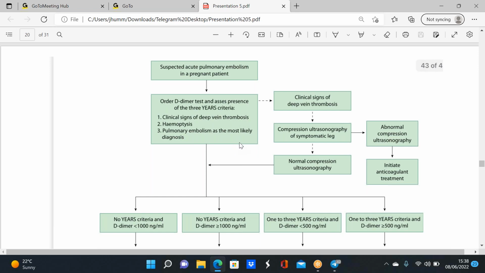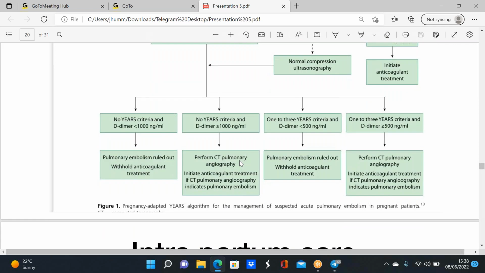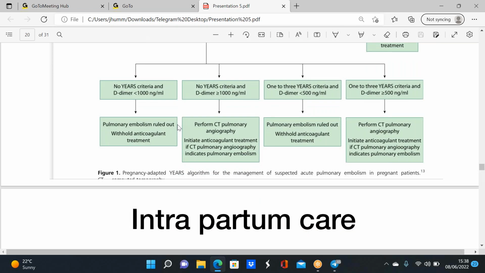In that case, you have to see whether there are no YEARS criteria and the D-dimer is less than 1000. If there are no YEARS criteria and the D-dimer is less than 1000, then pulmonary embolism is ruled out. You can withhold the anticoagulant. If there are no YEARS criteria and the D-dimer is more than 1000 nanogram per ml, then perform the CTPA. Initiate the anticoagulant treatment if CTPA indicates pulmonary embolism.